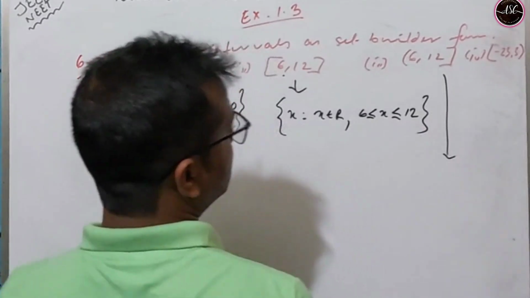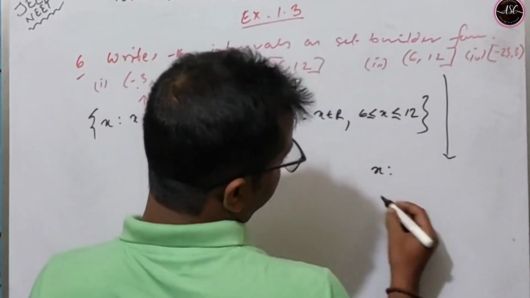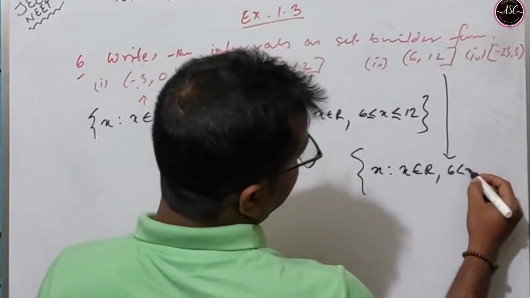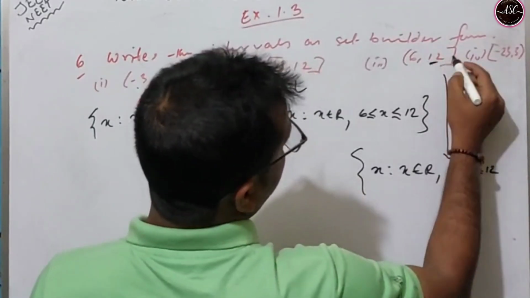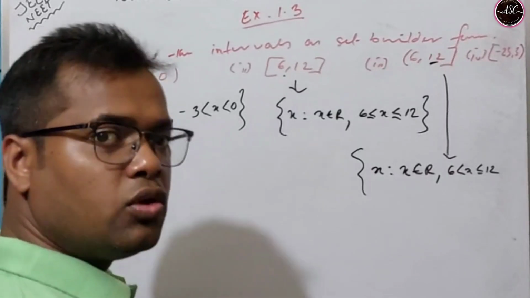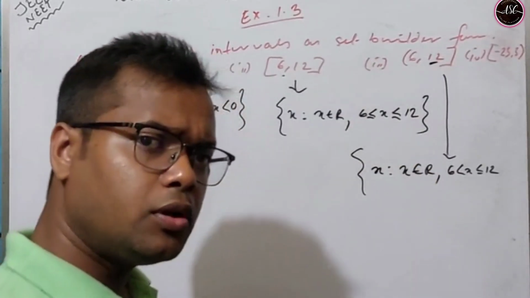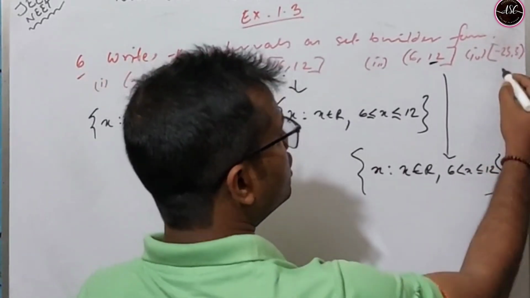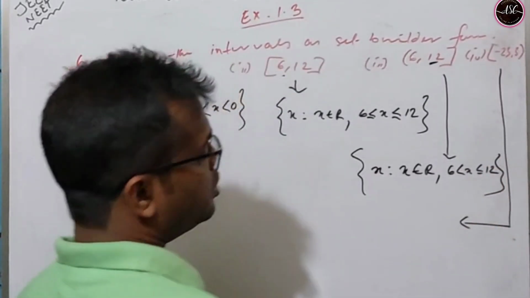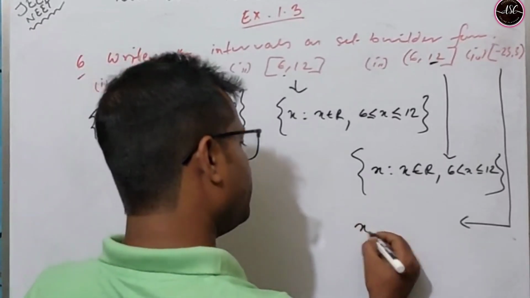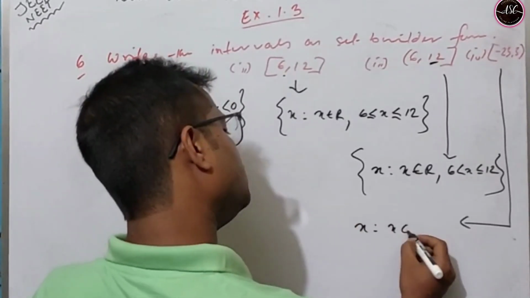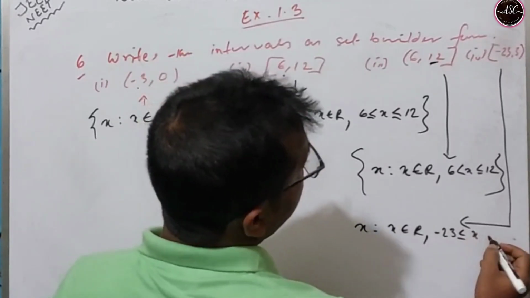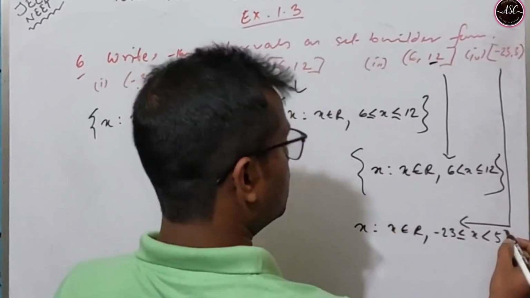Now question number 3. Here {x : x belongs to R and 6 < x ≤ 12}, as 12 is within closed interval and 6 in open interval. Okay, so this is the solution of 3. Now solution number 4. This can be written as {x : x belongs to R, -23 ≤ x < 5}. Okay, clear?